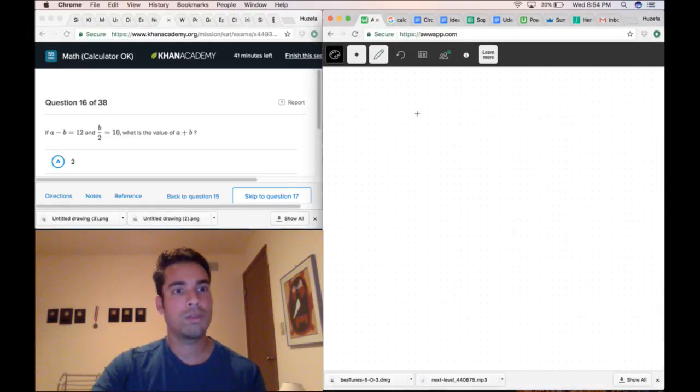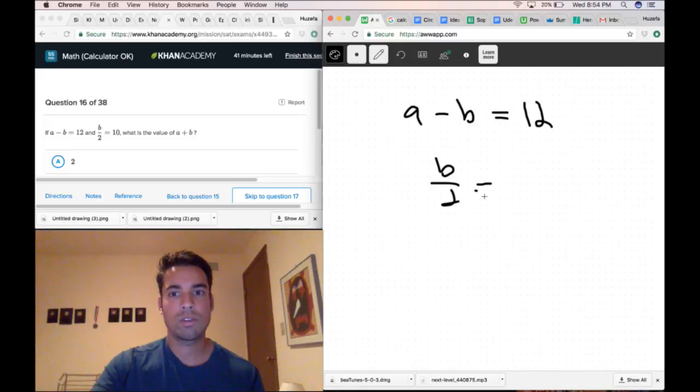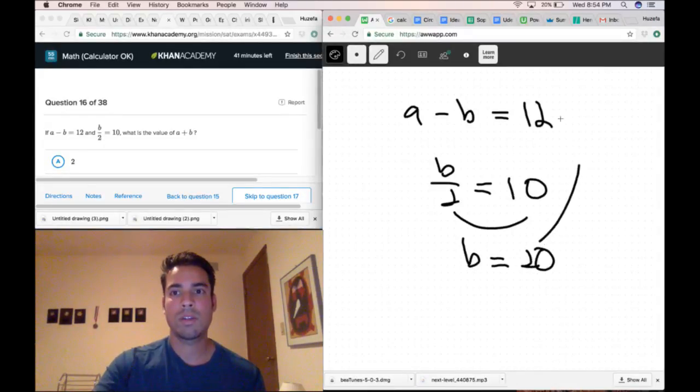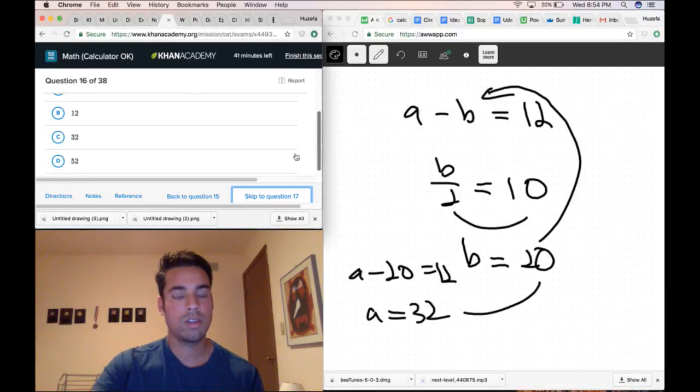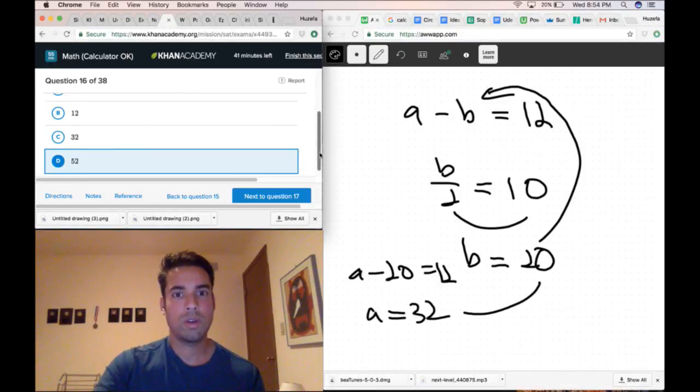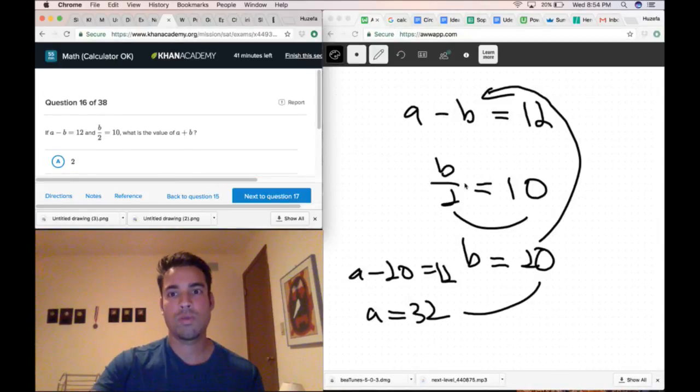Okay, so a minus b equals 12. I want to know the value of a plus b. So this is a system of equations. B over 2 equals 10. Watch what I'm going to do. I'm going to multiply both sides by 2. B equals 20. I'm going to sub it in here, so a minus 20 equals 12. A equals 32. 32 plus 20 is 52. We can quickly check that. 32 minus 20 is 12. 20 over 2 is 10. Yeah, it works.